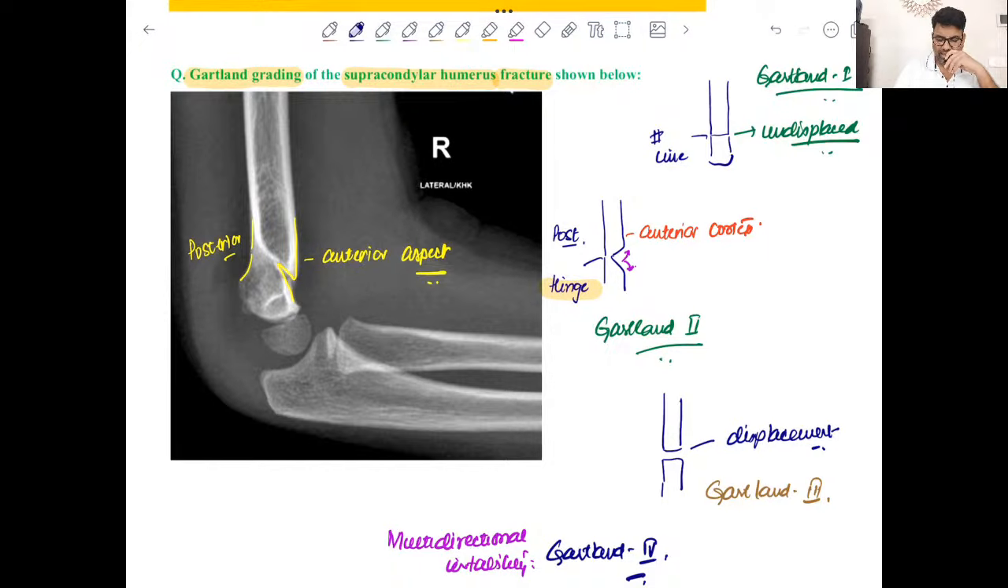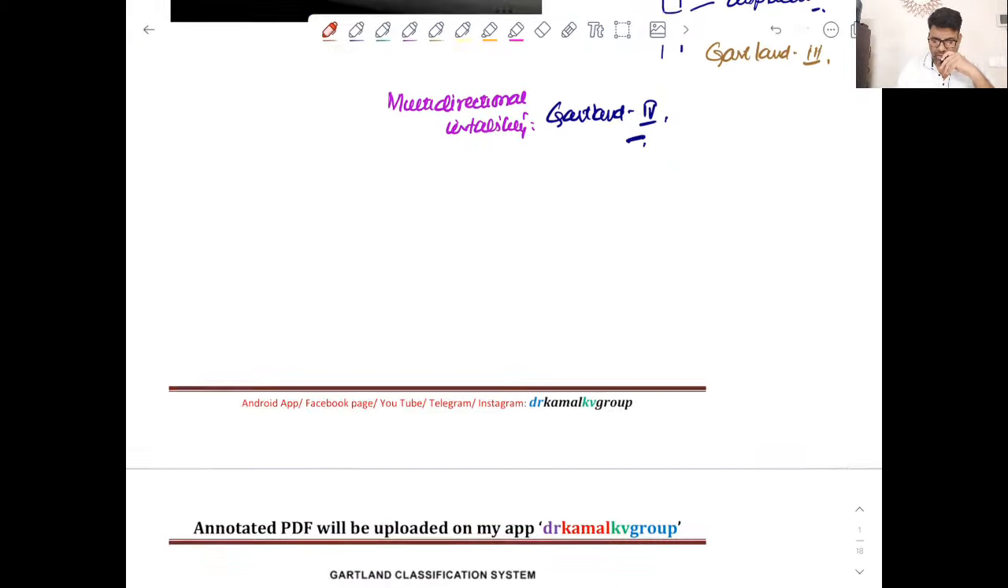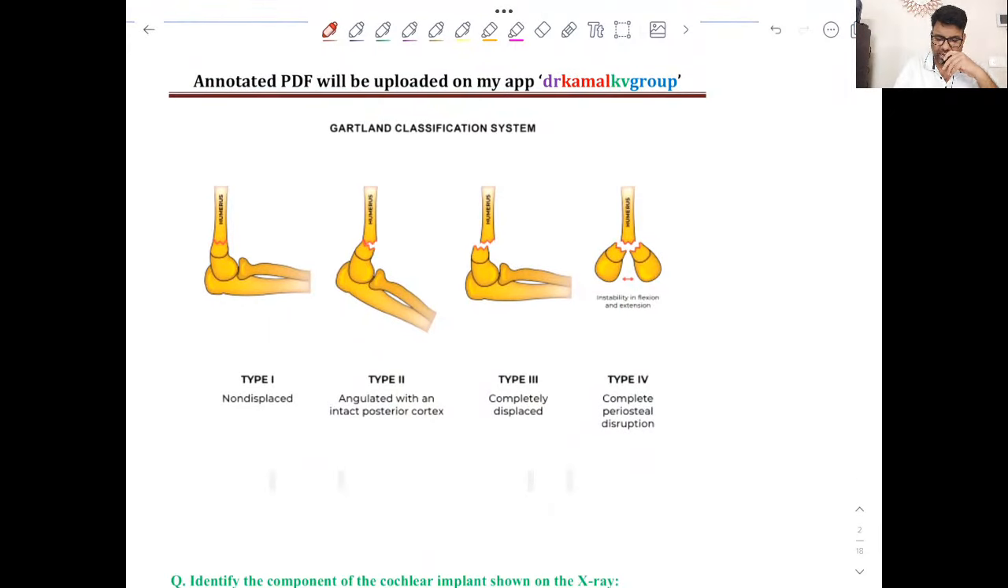If this is the X-ray which was given in the exam, then this is Gartland type 2, right? We can see anterior opening and posteriorly there is a hinge. So this is a Gartland type 2 supracondylar fracture, okay? And if we take it with the help of an image, in type 1 there is no displacement at all. With the red line we can see the fracture line, right?